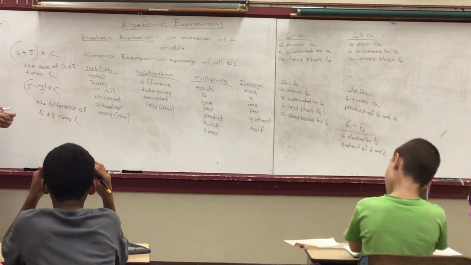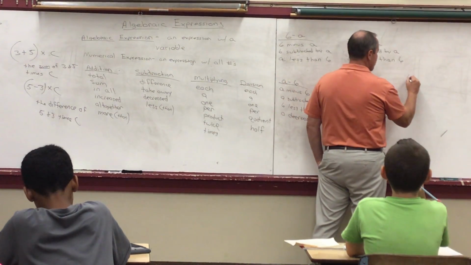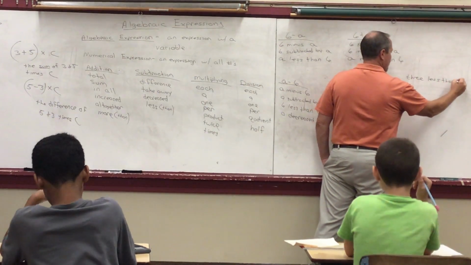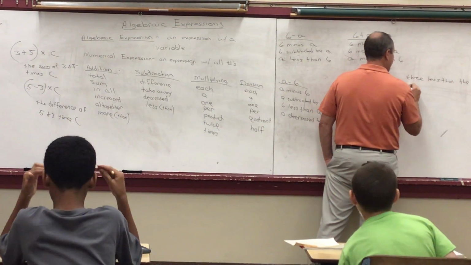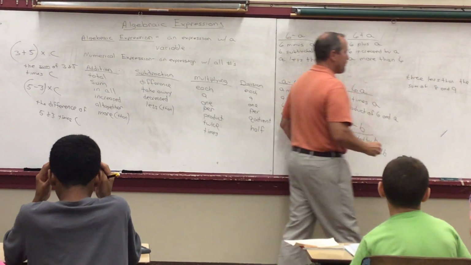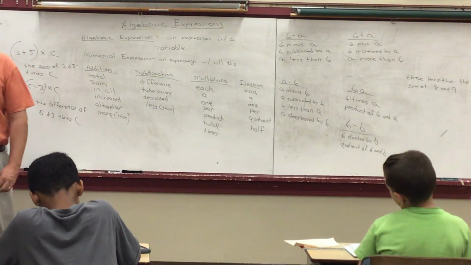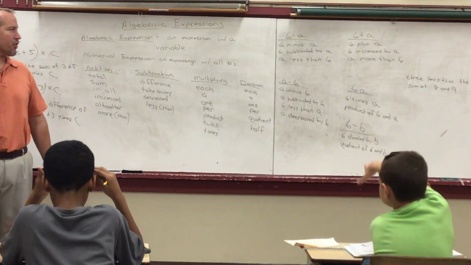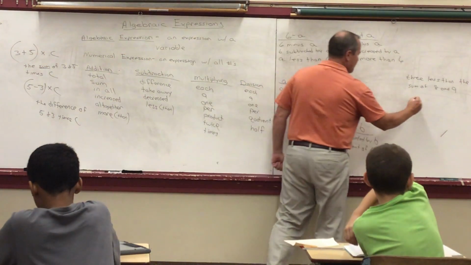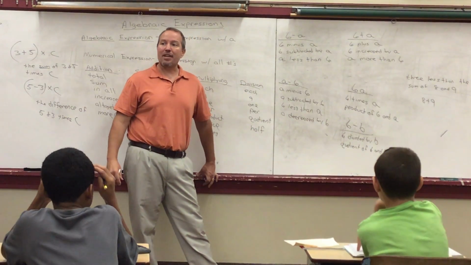Real quick, what about this one? 3 less than the sum of 8 and 9. What's the first thing you're going to have to find? The sum, meaning we're going to add 8 and 9. Then, we're going to go 3 less than that. So now, what are we going to do? Minus 3.